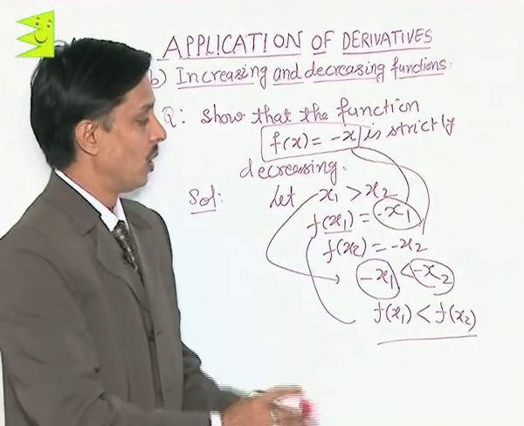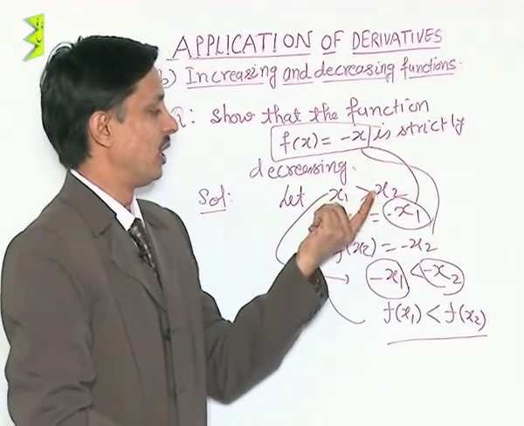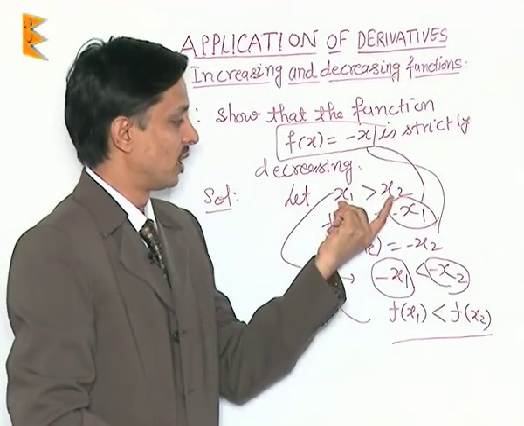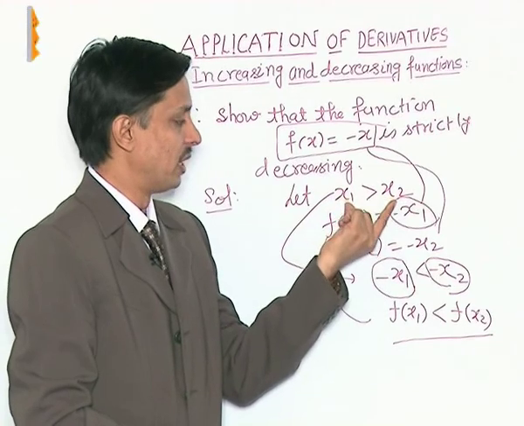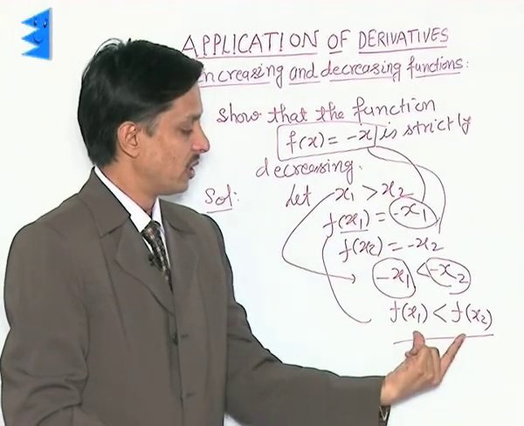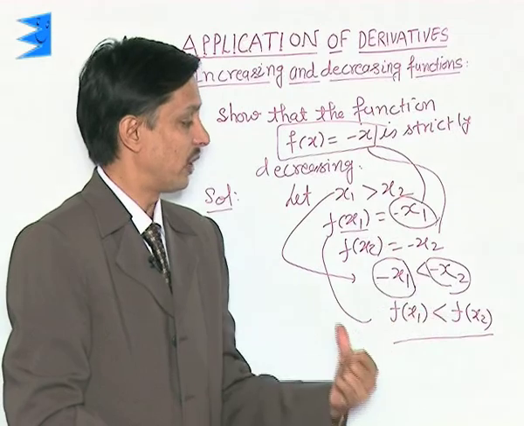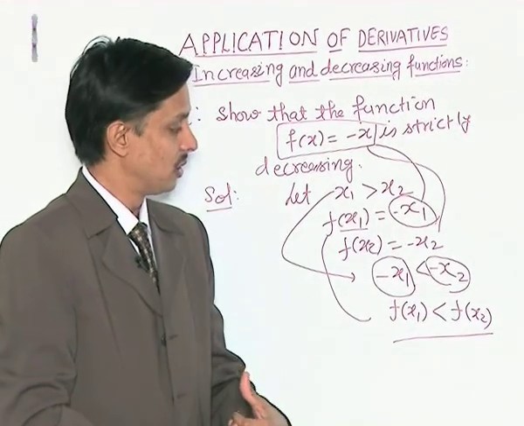What does this show? We took variable x1 greater than variable x2, and with the help of this we have concluded that the value of f(x1) is less than f(x2). It becomes reversed.